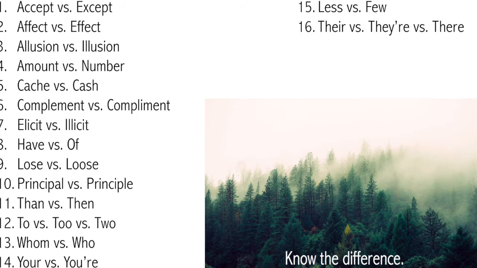Whom versus who, right? Whom is generally the object of the sentence, right? So, from whom did you borrow the pencil? Or, well, who is generally the subject. Who is this? Your versus you're. So the one without the apostrophe is to indicate possession, right? This is your car. You're with the apostrophe means you are. So you're nice. You are nice.